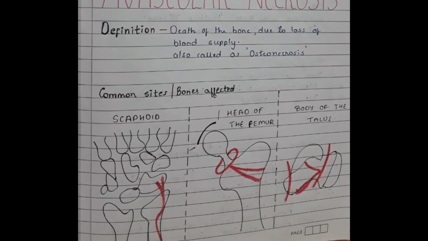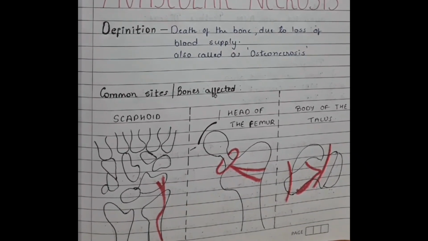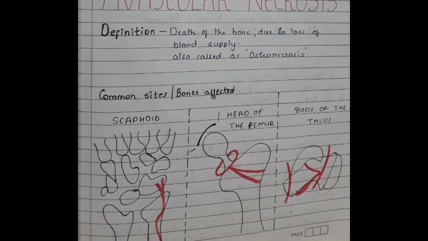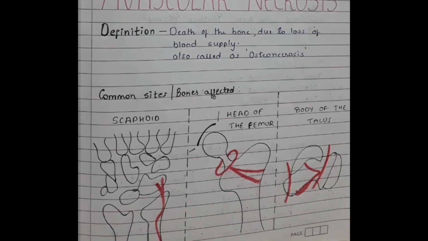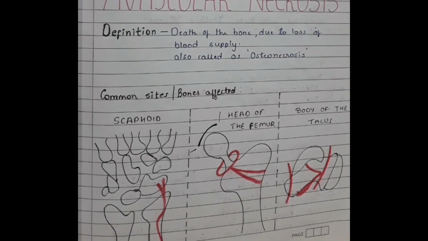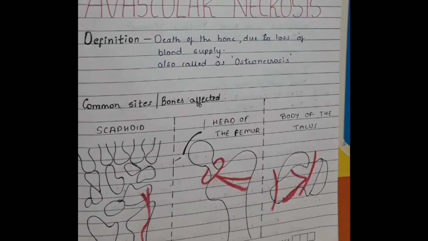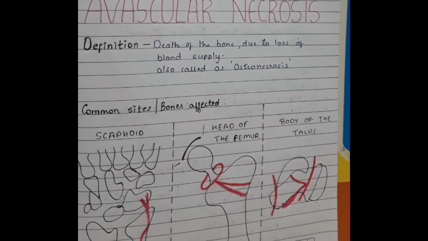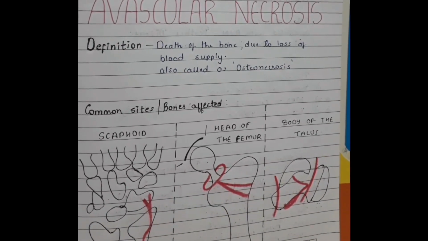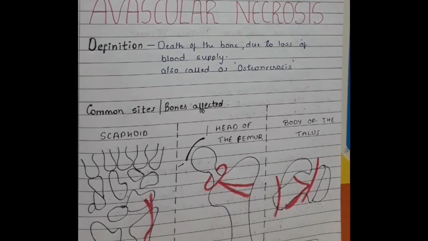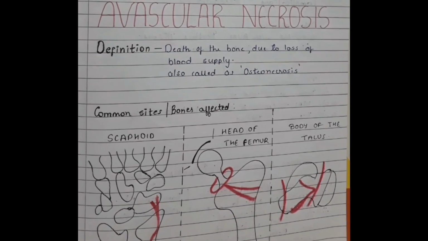Next, we have the head of the femur. Avascular necrosis of the head of the femur is usually seen whenever there is a fracture of the neck of the femur. The neck of the femur is supplied by the medial and the lateral circumflex artery. Next, we have the body of the talus. The body of the talus is supplied by the anterior and the posterior tibial artery and the peroneal artery.